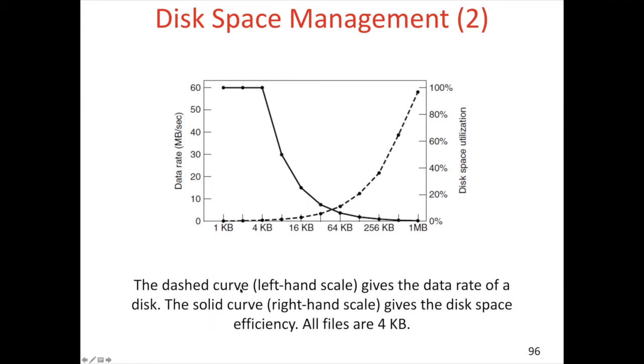The dashed curve with the left-hand scale, which is data rate in megabytes per second, gives the data rate of a disk. The solid curve, this one, with the right-hand scale showing disk space utilization in percent, gives the disk space efficiency. All files are 4 kilobytes.